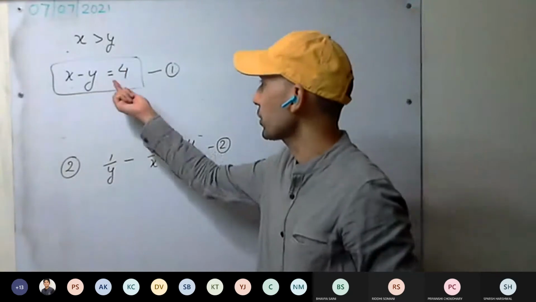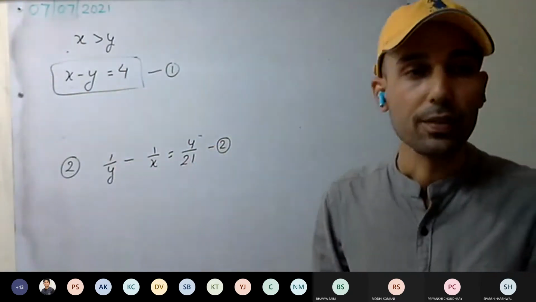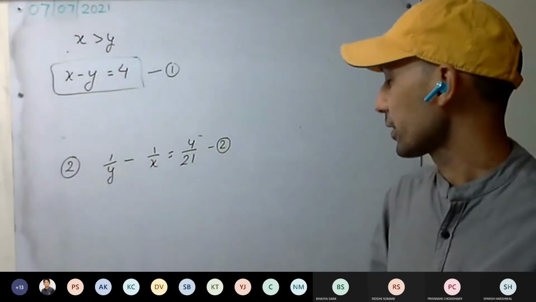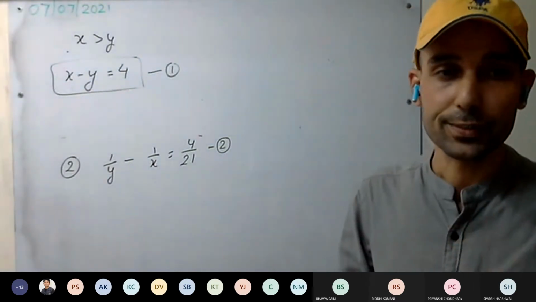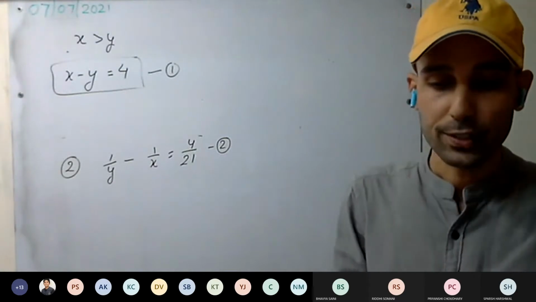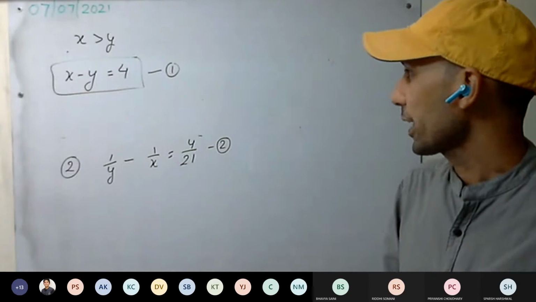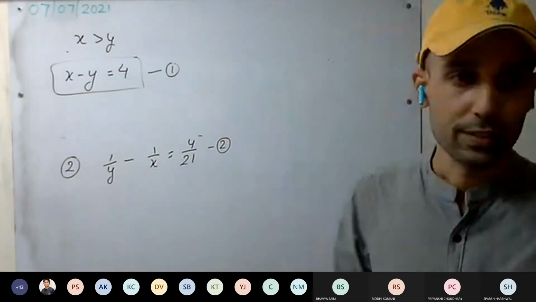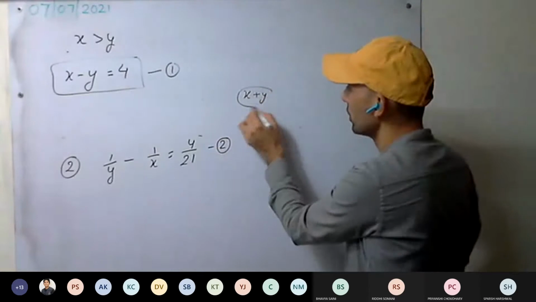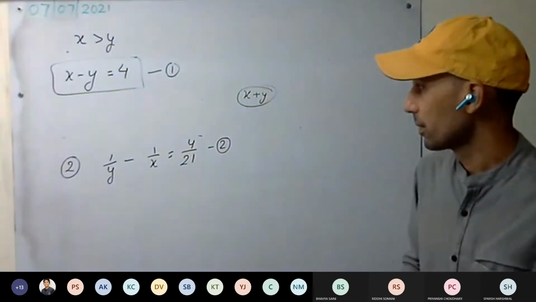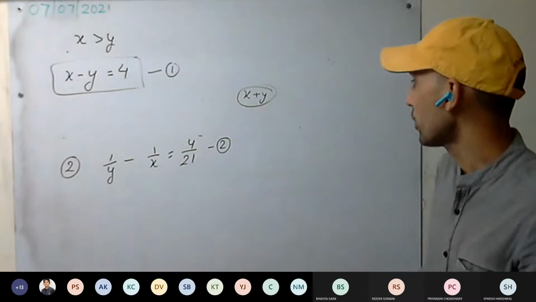Here one equation is x minus y equal to 4. Second equation is 1 by y minus 1 upon x equal to 4 upon 21. Okay. Can you think? You can use expansions. Okay, x minus y we already have. Is it possible we can find x plus y somehow?